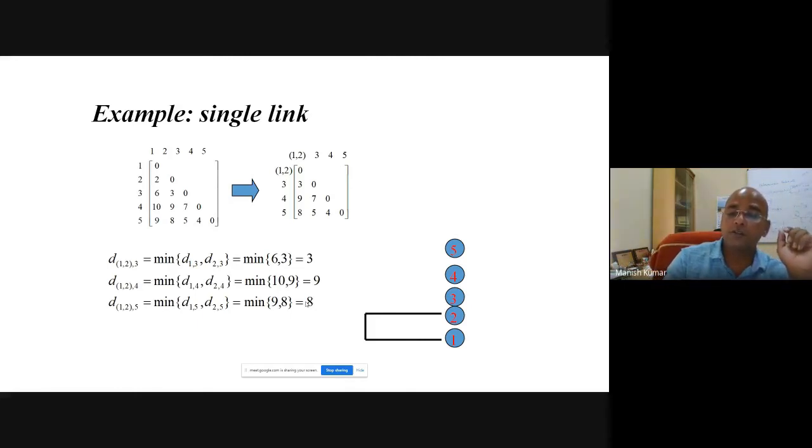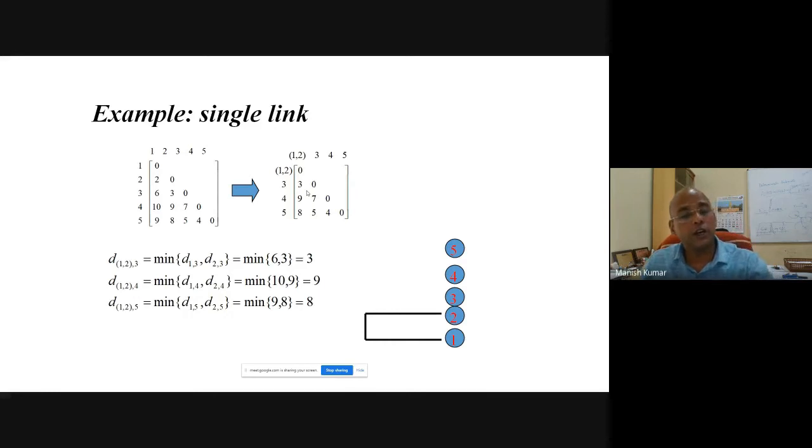So you can see that we have started the dendrogram with 1 and 2, and we are joining 1 and 2 together. Now the question is that when you move to the next matrix, two columns must be merged, because now 1 and 2 become one cluster for me.